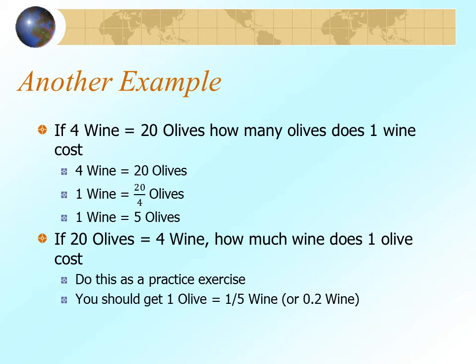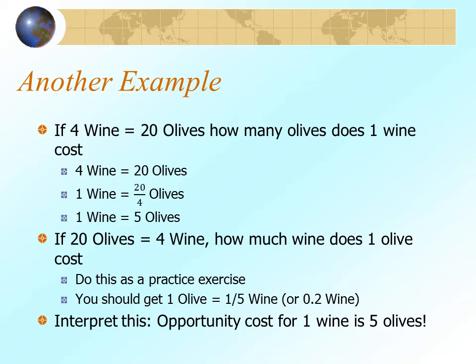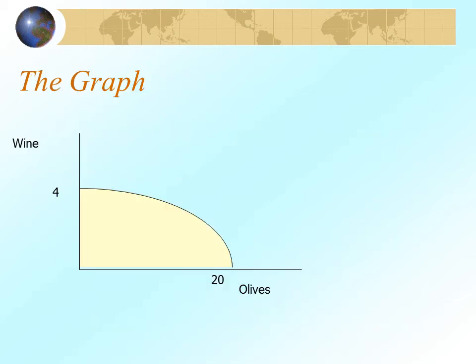All right, and you should get 1 olive equals 1/5 of a wine. It's funny to think about it that way, but what it's showing is that olives are a lot cheaper than wine. Another way to interpret this is the opportunity cost for 1 wine is 5 olives.